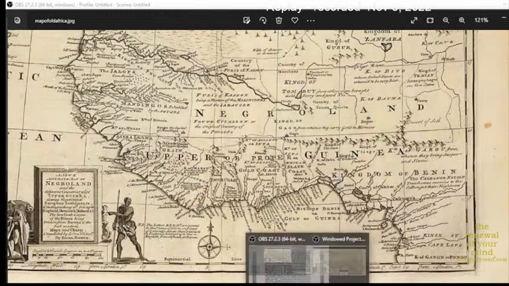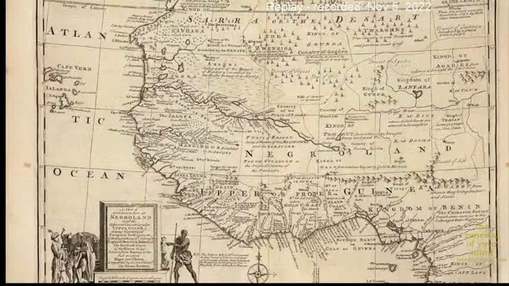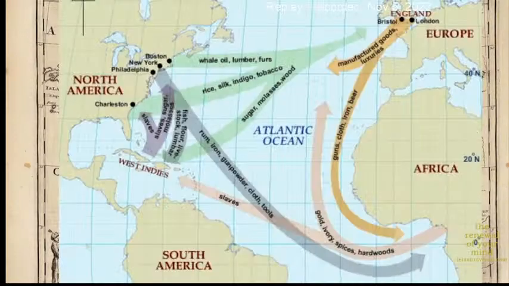So let's go back to the other maps. Right there, where they was taking everybody from, shipping them all over the place to all these other countries. You know what I'm saying? All these trades were being made for slaves. For people from the Kingdom of Judah.